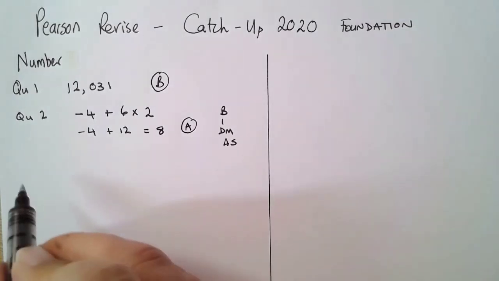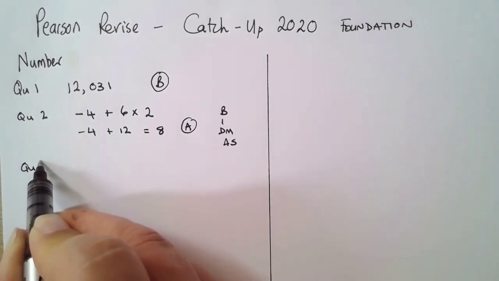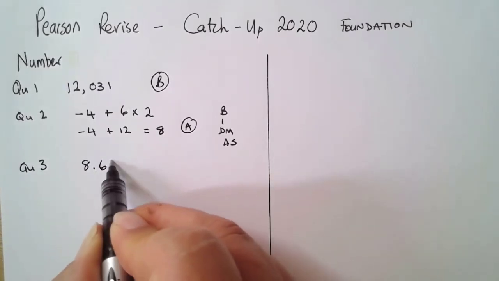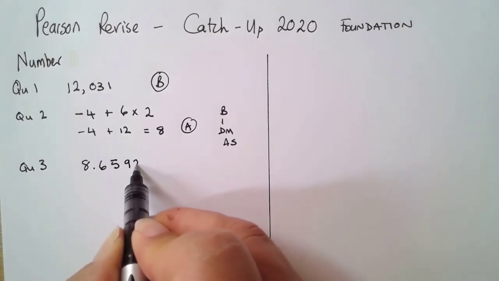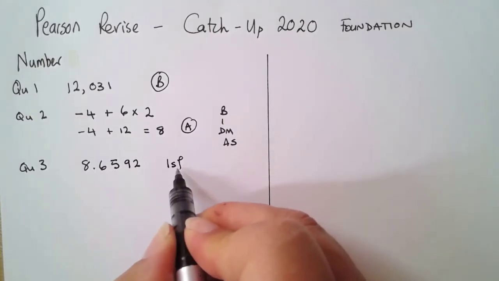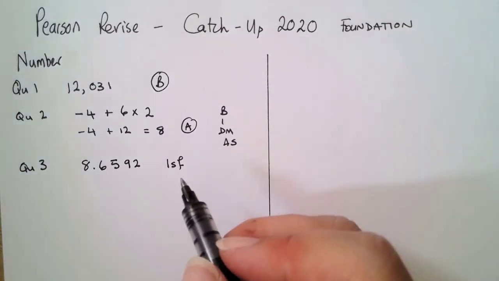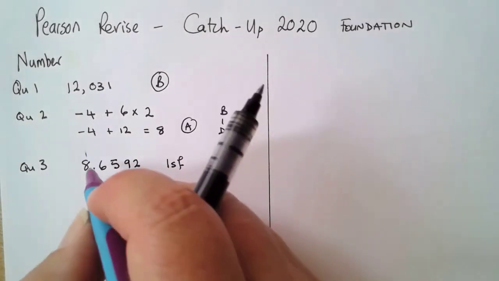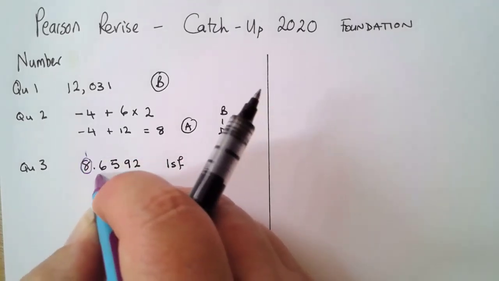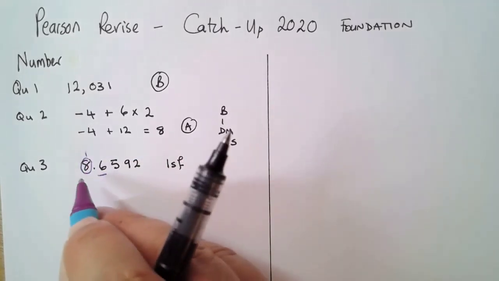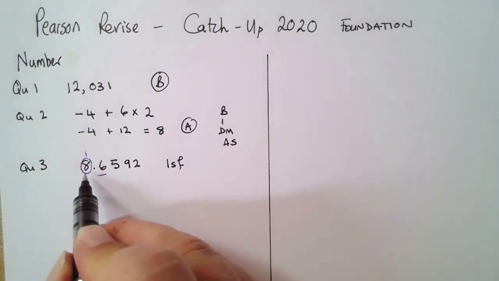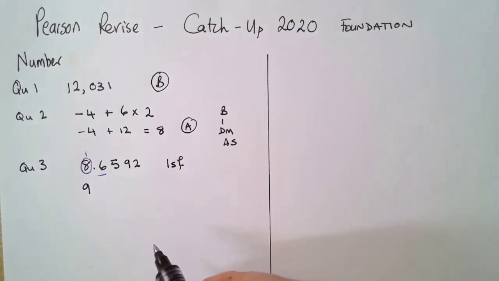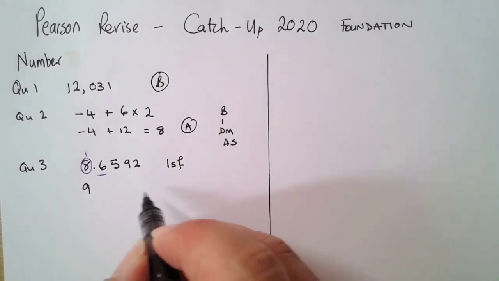Question 3. We're rounding 8.6592 to one significant figure. Let me get my purple pen. One significant figure is this first number. This is your 1. We're drawing a circle around the 8, underlining the 6. The 6 tells us what happens to the 1's digit here. The 8 becomes a 9. It is just 9, and that is answer D.